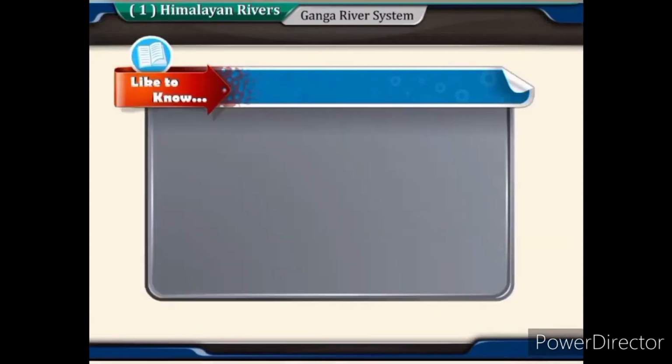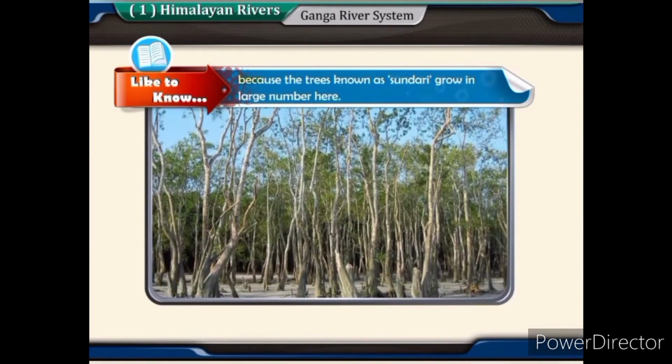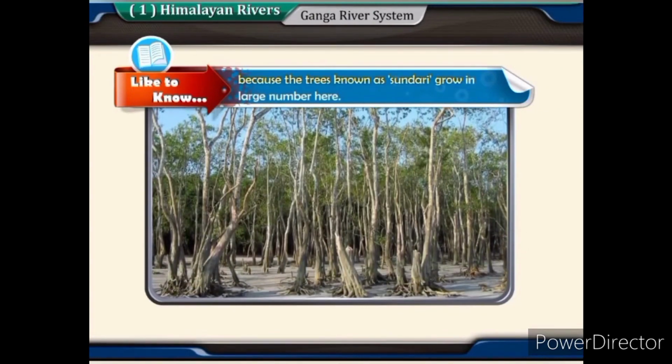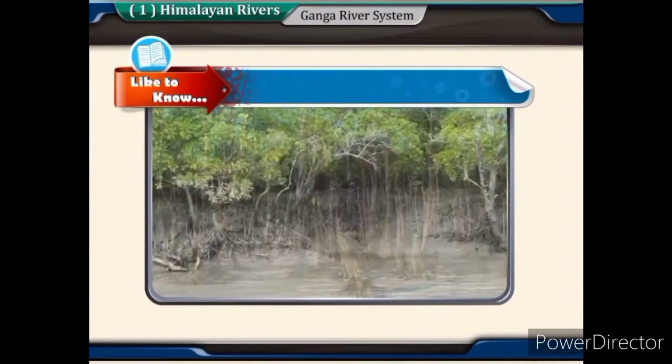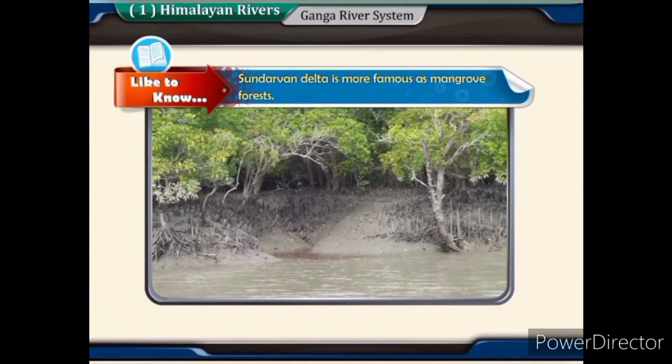Like to know. The delta region of Ganga is called Sundarban because the trees known as Sundari grow in large number here. Sundarban delta is more famous as mangrove forests.